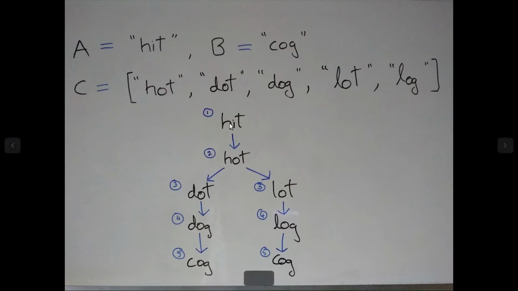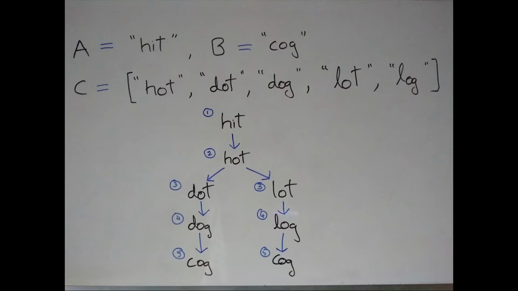That is, hit can be transformed to hot, hot can be transformed to either dot or lot, dot can be transformed to dog, lot can be transformed to log, and dog and log can be transformed to cog, which is the final element. Here cog is supposed to be one node in an actual graph, but I've represented it here as two different nodes. But in an actual graph, cog would be just one node, and dog and log would be connected to cog. This is the graph that we would get by considering the path from the initial string to the final string.